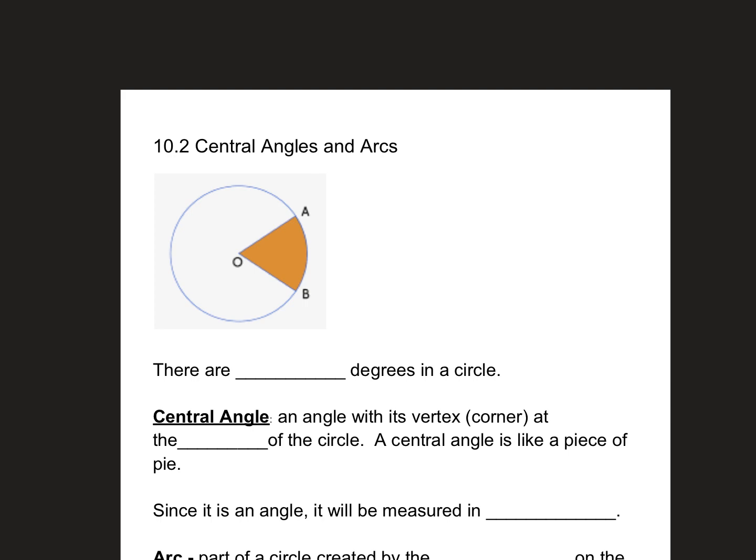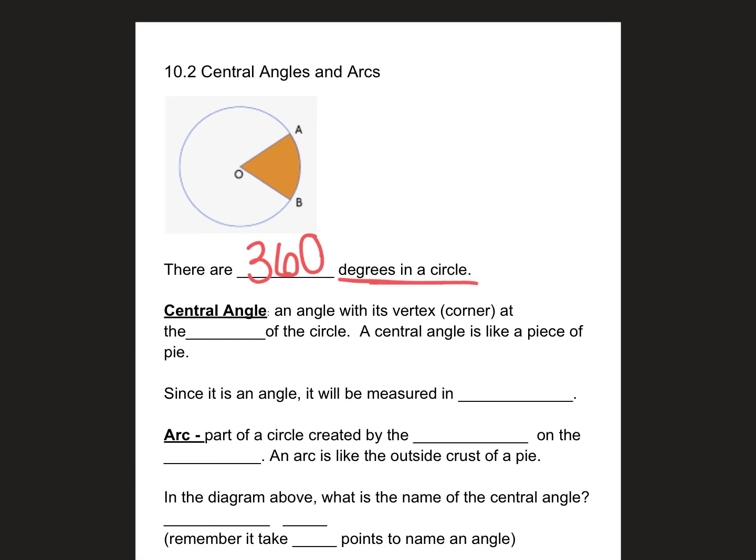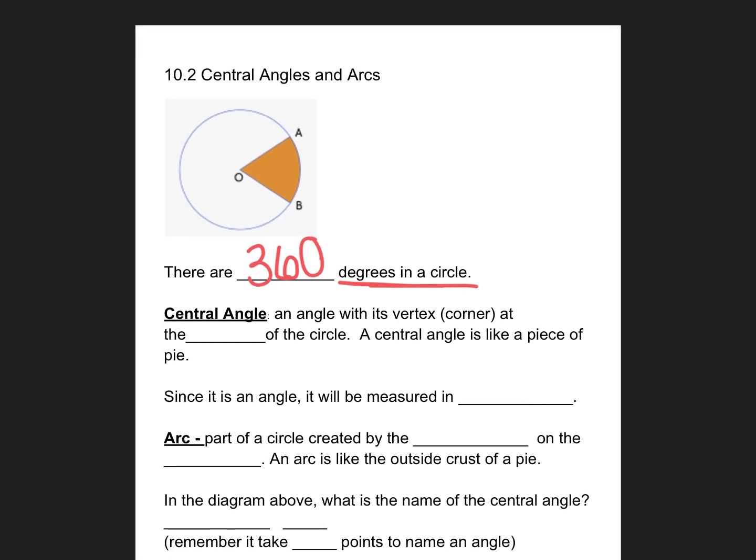And the first thing we want to remember is how many degrees there are in a circle. Okay, we've talked about that. There are 360 degrees in a circle. Okay, and basically, if you divide those 360 degrees up into angles, different sized angles, those are called central angles.